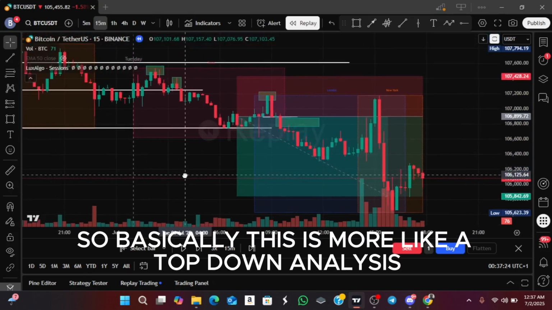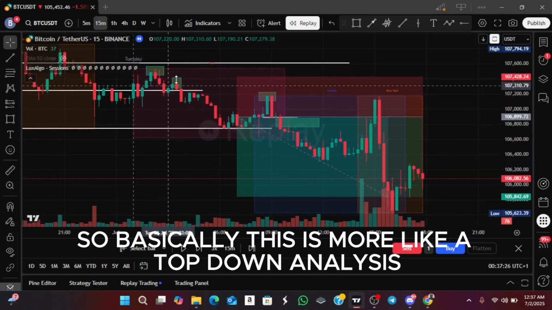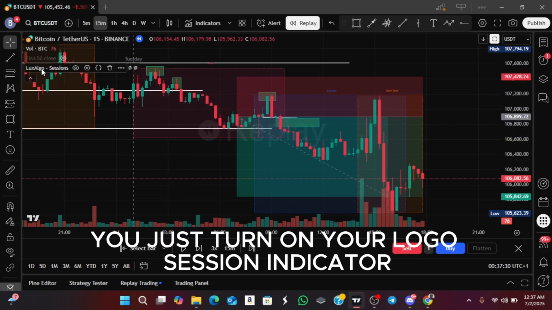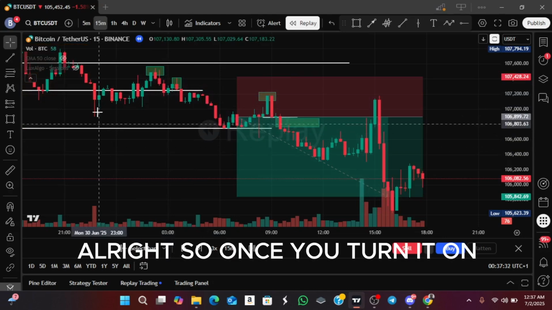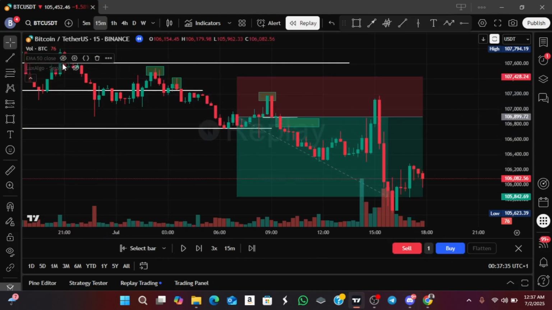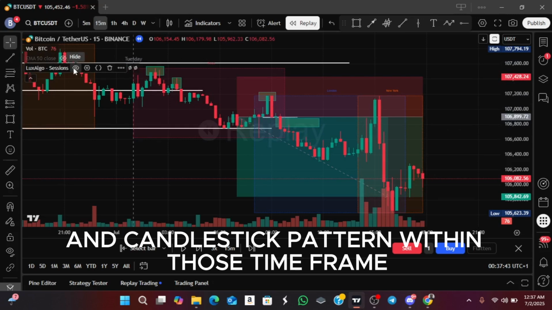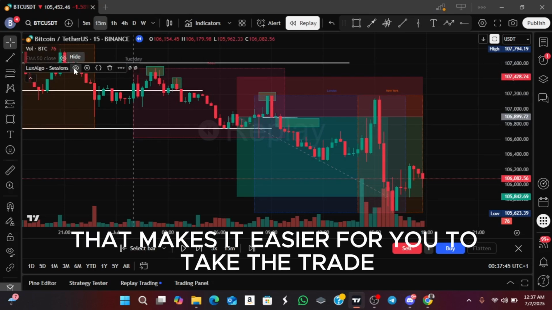So basically this is more like a top-down analysis, and then when you come to the hourly time frame, you just turn on your Logos session indicator. All right, so once you turn it on, it virtually shows you areas where time frame and candlestick pattern within those time frames. That makes it easier for you to take the trade.